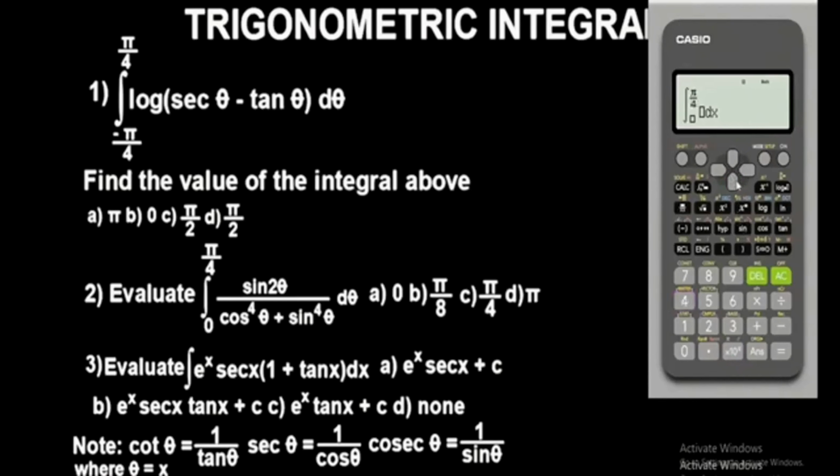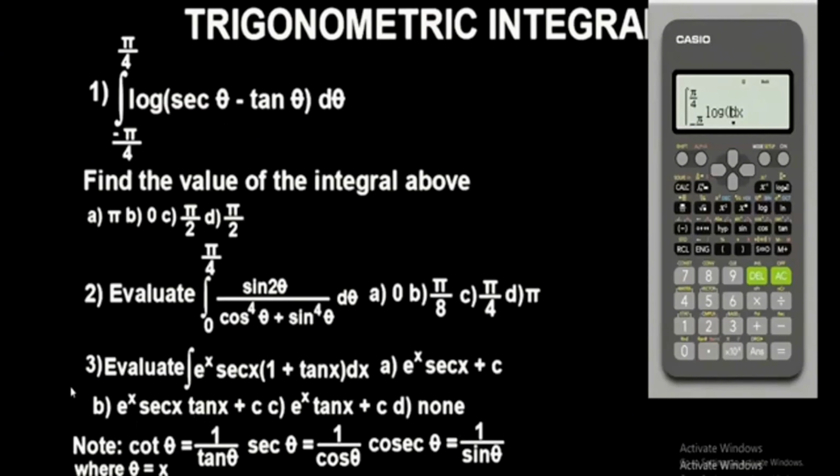Okay, then the lower limit is in fraction as well. We have minus negative pi, press shift and this button for it, over 4. Okay, then come to this center box and input the values. We have log, sec theta. Now guys, I know there's no sec on the calculator.